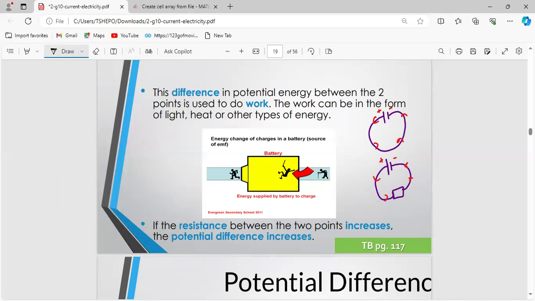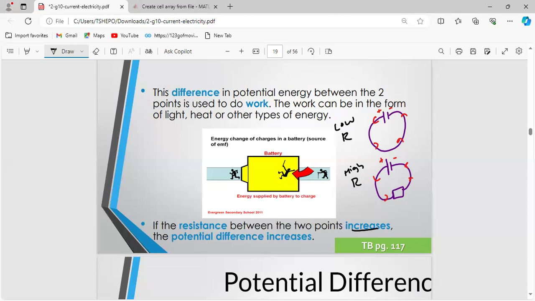So if the resistance between the 2 points increases, now let's talk about the resistance this side. Here we have low resistance. Now I'll just say low R. We have low resistance compared to this one. And then here in this circuit over here, we have high resistance compared to this one at the top. So here, because we have high resistance, that means the resistance between the 2 points of the battery has increased.